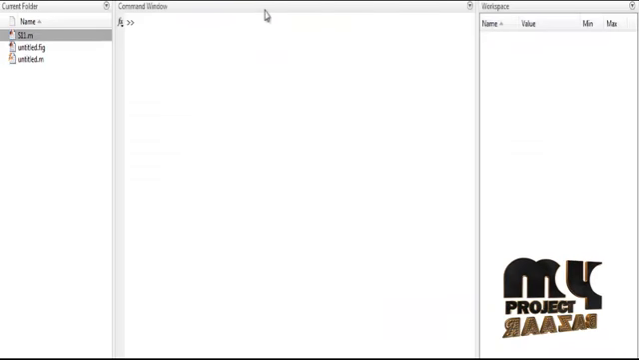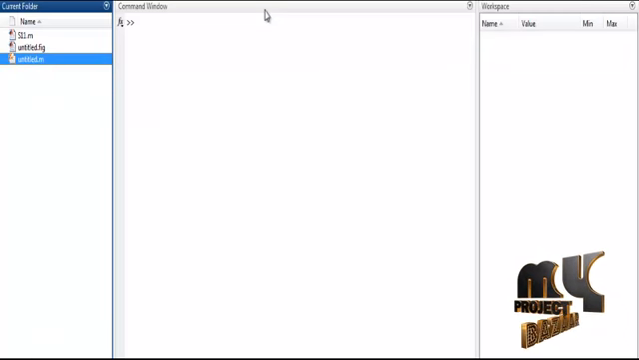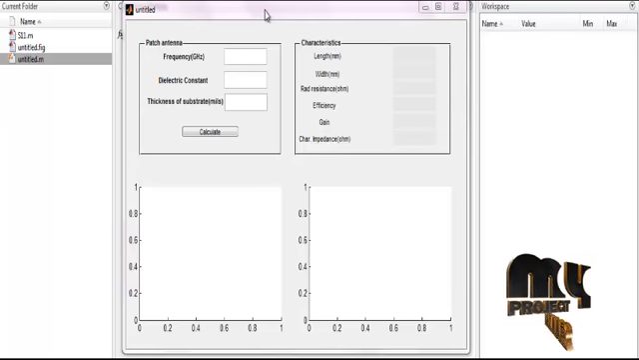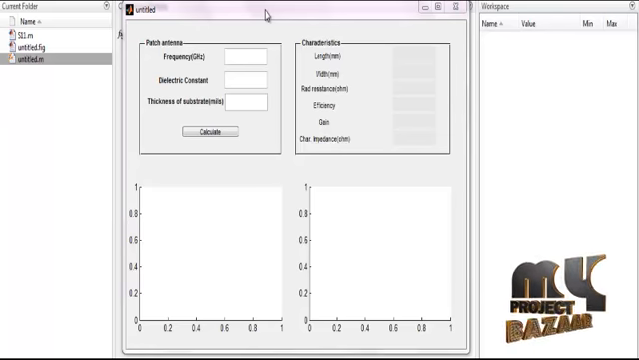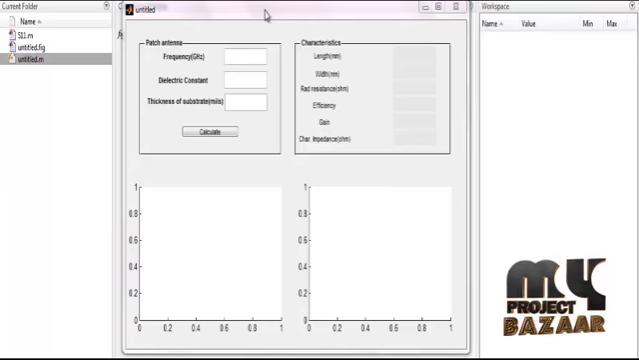Let us discuss the running procedure for the product. Click the title name, and then run. So this is the panel box. First of all, the patch antenna and its characteristics. In the patch antenna we define the frequency in gigahertz, the dielectric constant of the substrate, and the thickness of the substrate in mils.